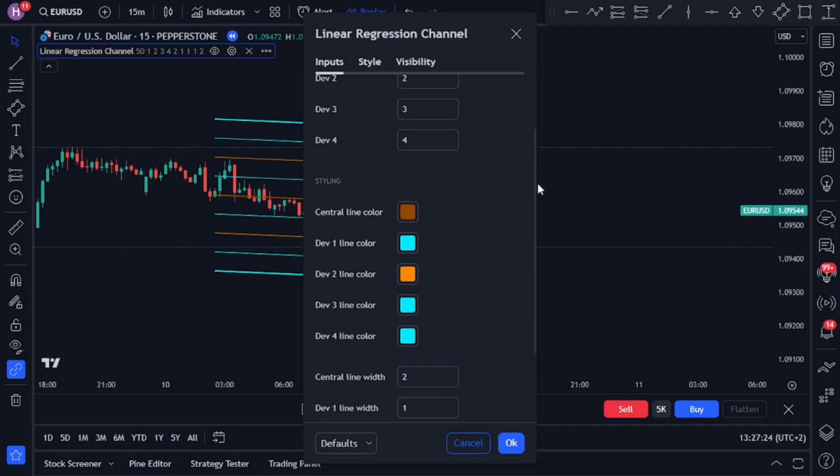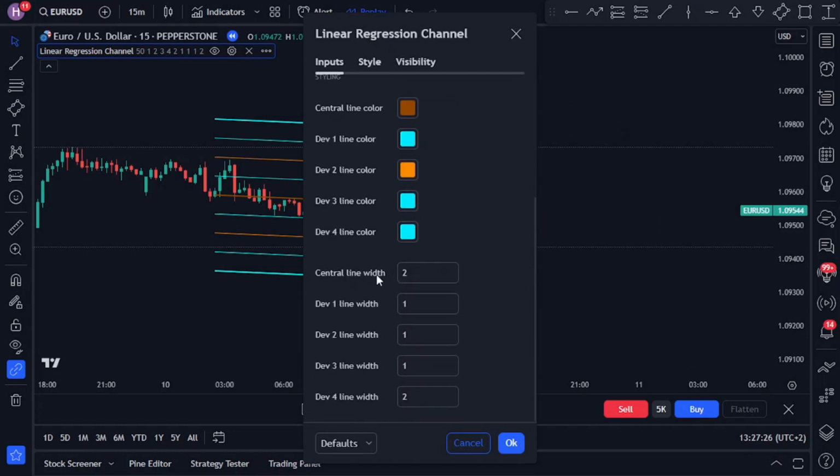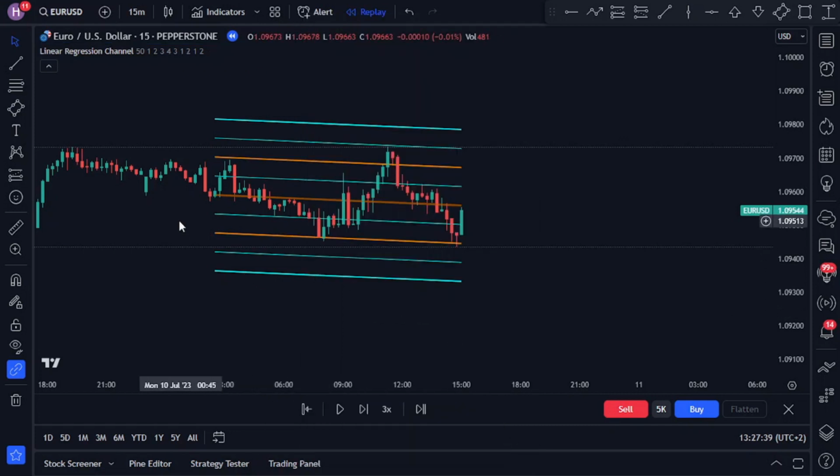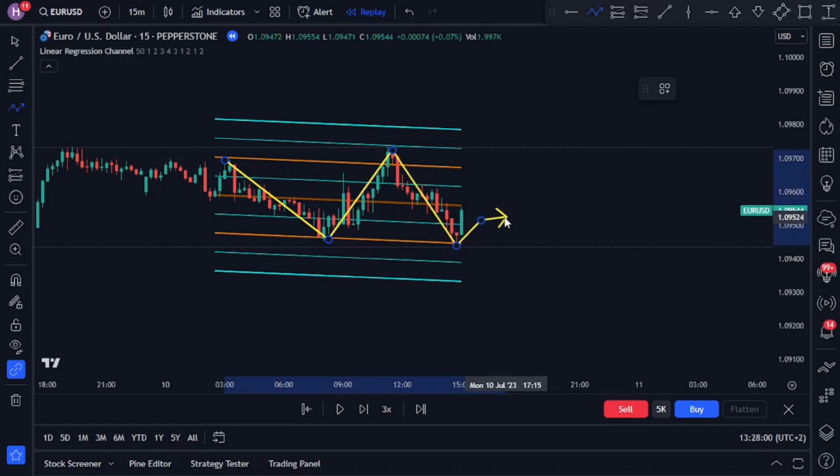Under the Inputs tab for the indicator, we are going to change the line width of the first central band from 2 to 3, and then we are going to change the second deviation line width from 1 to 2. With those changes done, we can now focus on the outside of the linear regression's orange lines with ease. Now, what we can see from price action for this example is that we broke the orange line, telling us there's a high probability chance that price may bounce back from this resistance zone.